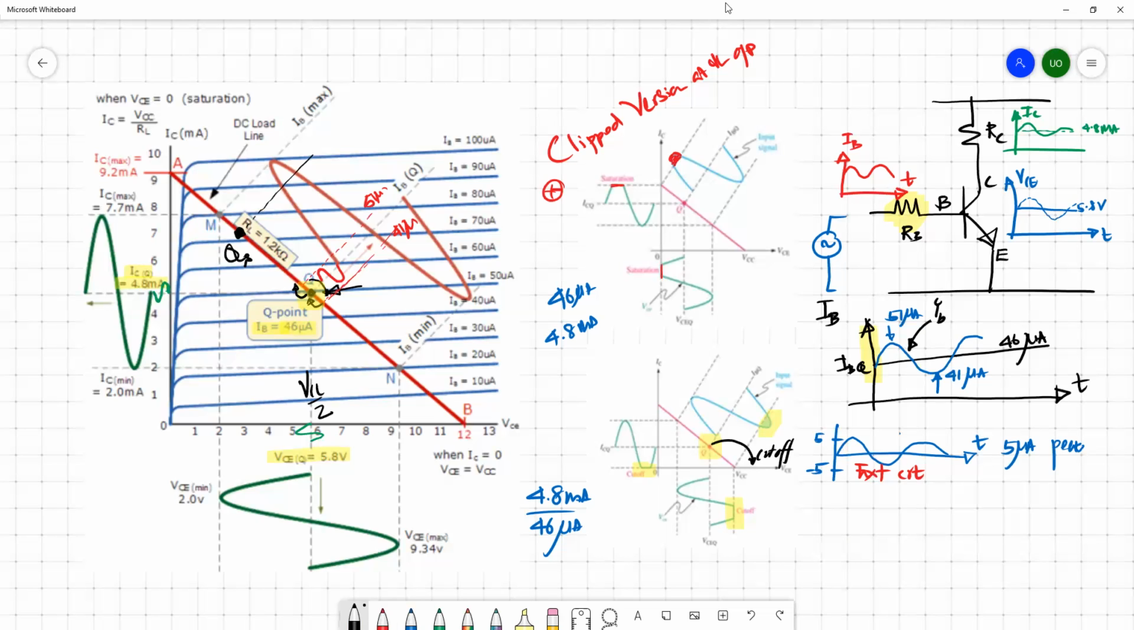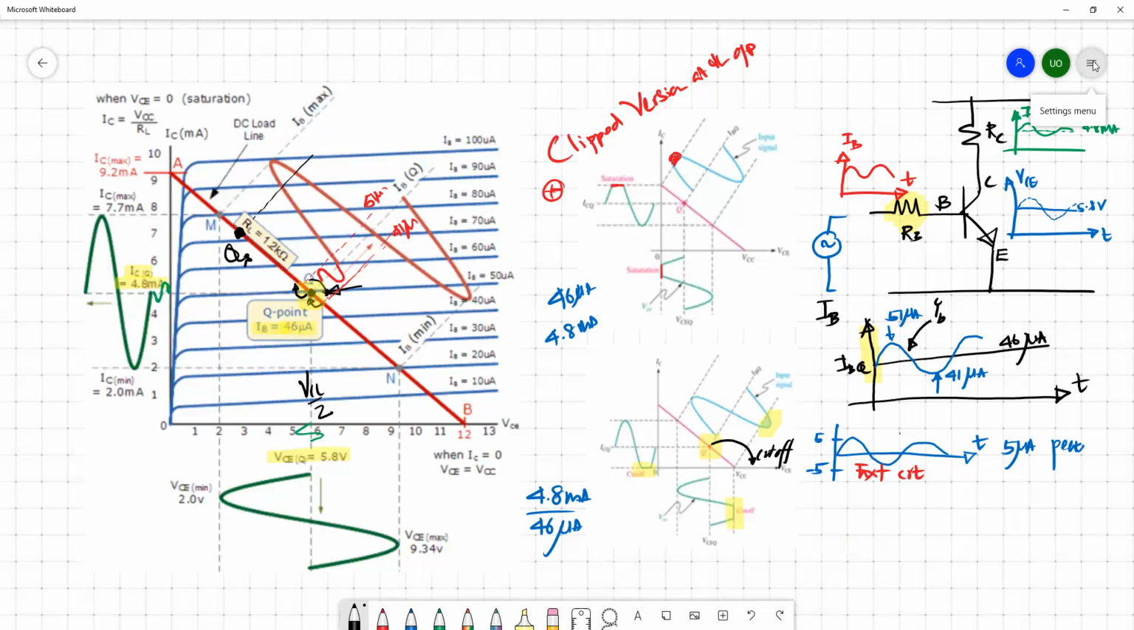If you place your Q point close to one of these extreme ends, saturation or cutoff, then definitely with the external input, it is clipped at either the positive cycle or the negative cycle. So your output simply gets distorted and you cannot observe a pure amplification. So this is the simple operation of the transistor based on the Q point and the rest of the parameters. So you get an understanding about this clipping process of the transistor.